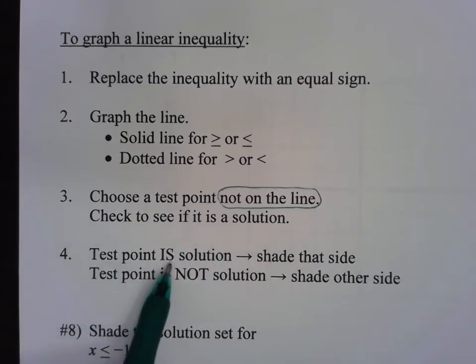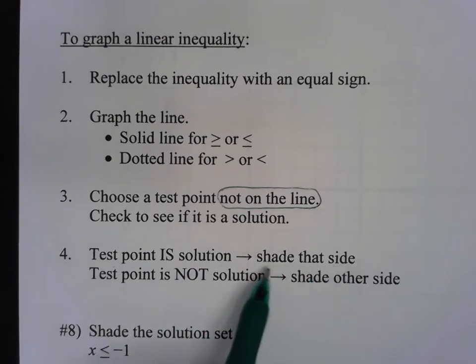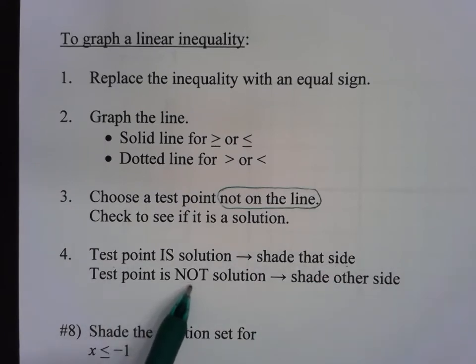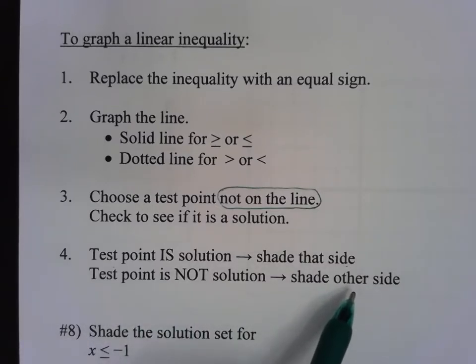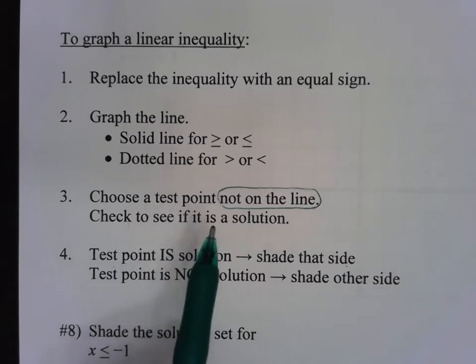If that test point is a solution, then that means I found that side of the line, and all the points on that same side are solutions. So I'm going to shade on that same side. If the point I picked is not a solution, then I am not going to shade where that test point is. I'm going to shade the other side. There are two sides to a line, so it's either going to be one side or the other. And I'm choosing my test point to test to see which side I need to shade.